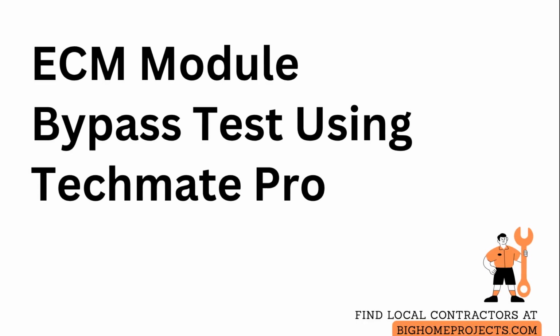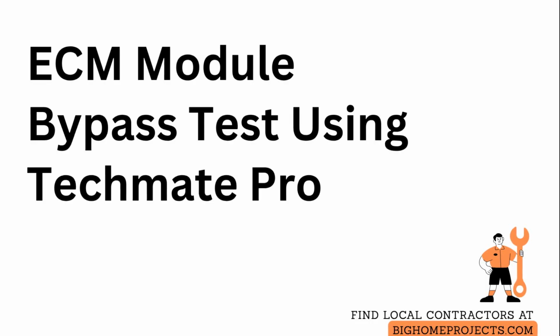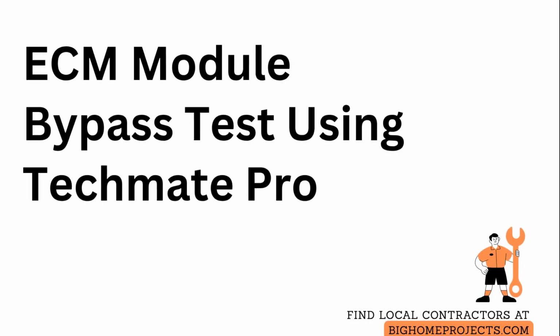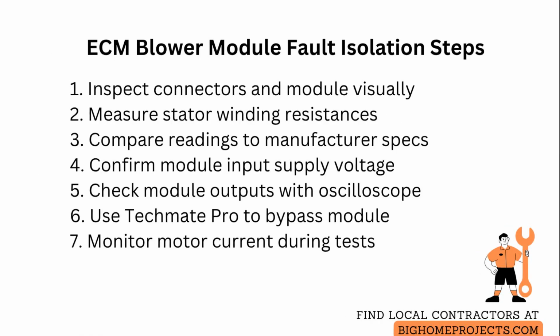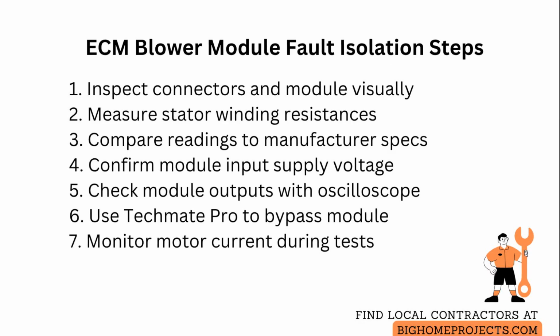Verify whether the electronically commutated motor blower control module is faulty rather than the motor itself by isolating control signals, power inputs, and motor windings. Start by cutting power and visually inspecting connectors and the module for burnt components or loose pins, then measure the stator winding resistances with a digital multimeter set to the low ohms range.